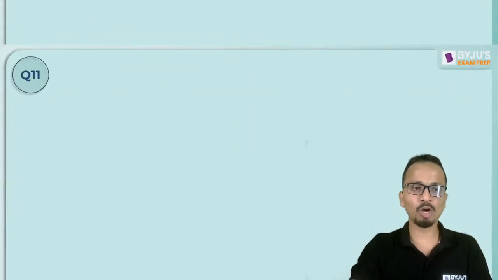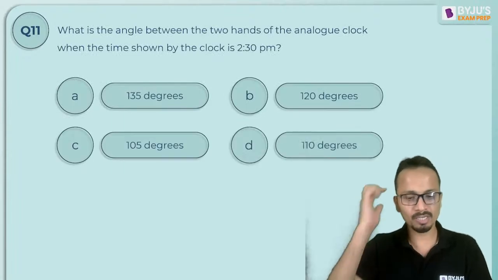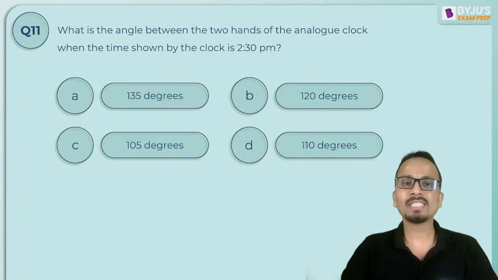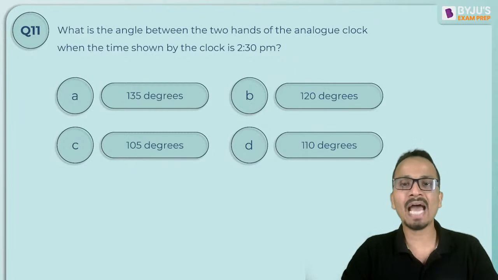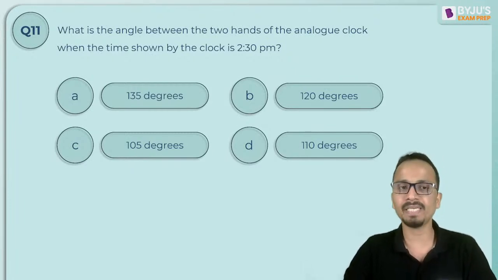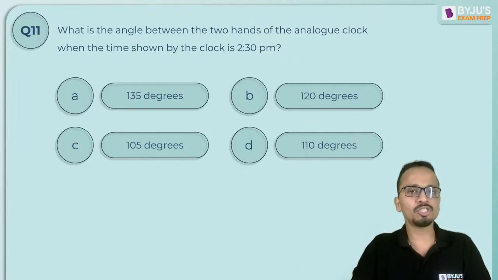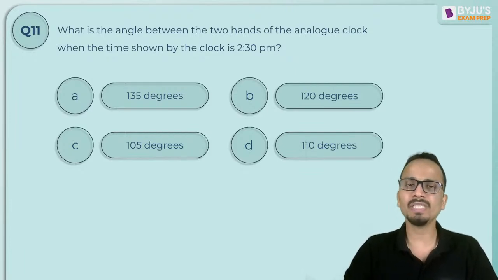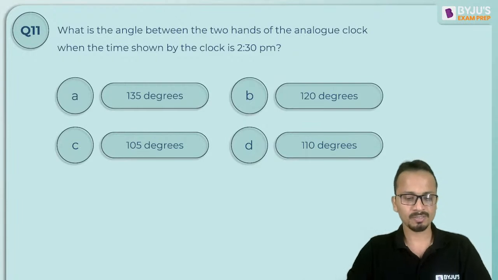Okay, now let's move on to the next question, question number 11 on your screen. Now, what is the angle between the two hands of the analog clock when the time shown by the clock is 2:30 p.m.? So this question is related to finding the angle between the hands of a clock.